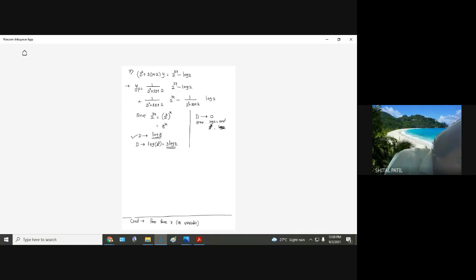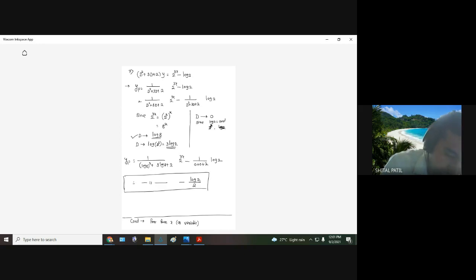Okay, इसको complete करते हैं. Y of p, 1 upon d is to be replaced by log 8. Log 8 square plus 3 log 8 plus 2 into 2 raised to 3x minus d is to be replaced by 0. 0 plus 2 log 2. That's it. So answer is this term as it is minus log 2 divided by 2. ये हो गया आंसर आपका. That's it. You can leave, no problem.